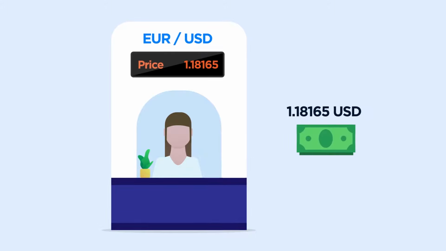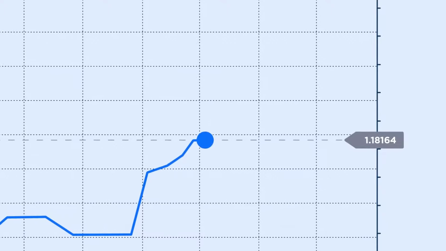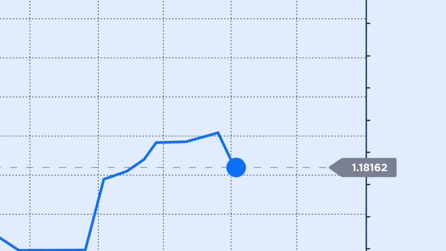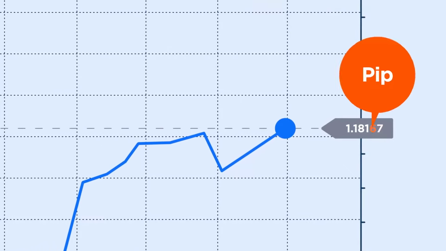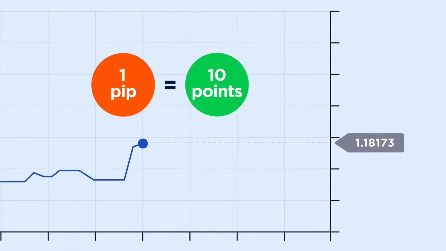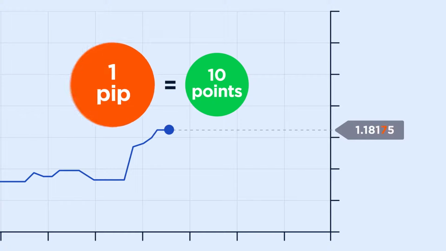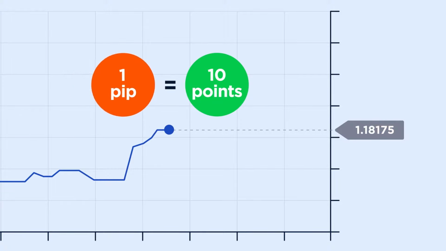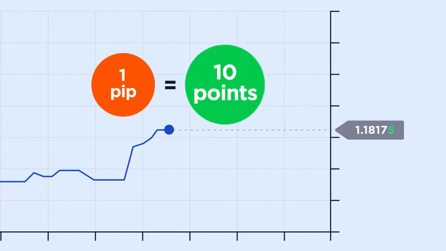Pip and point. Prices on the Forex market are constantly changing, but usually they tend to only change by a very small percentage. These tiny changes are represented by the last 2 digits in a quote, called pip and point. And when the price changes from 1.18165 to 1.18175, it means that it has increased by 1 pip or 10 points.